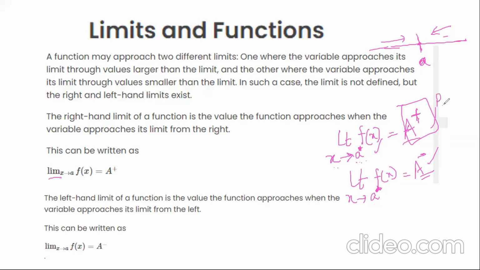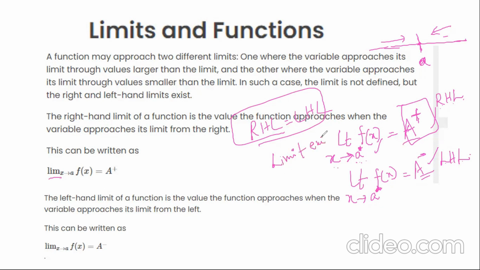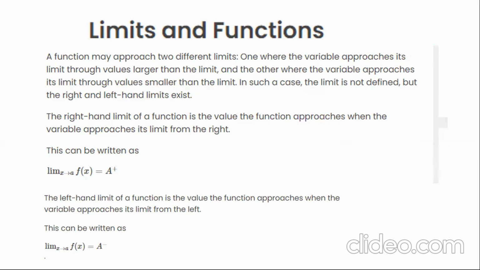This can be called the right hand limit, and this can be called the left hand limit, LHL. Whenever these two limits are equal, RHL is equal to LHL, at that time only there exists a limit, right? When is the limit going to exist? When RHL is equal to LHL. Understood? When RHL is equal to LHL, then we can say that the limit is going to exist.